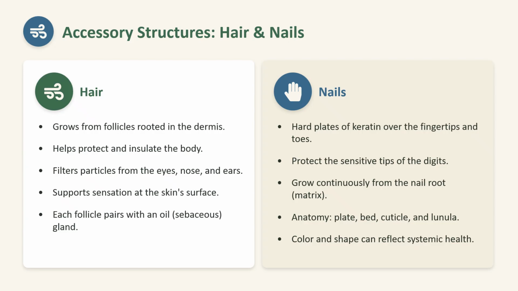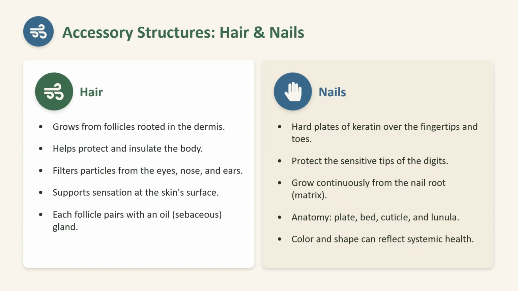Nails are hard plates of keratin sitting over the tips of the fingers and toes. Their main job is protection. The fingertips are packed with sensory nerves and take constant use, and the nail is a hard shield over that very vulnerable tissue. Nails grow continuously from the nail root or matrix.